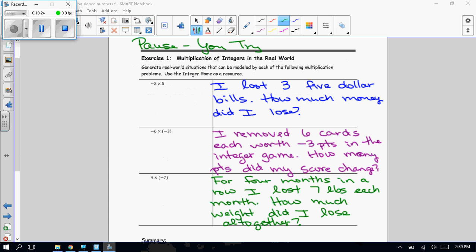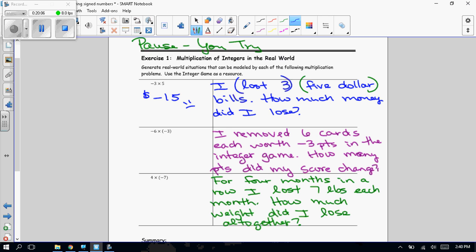All right, so here are my 3 examples. Yours might look different. On the first one, since I have a -3, I said I lost 3, and then my 5, I said $5 bills. I lost 3, -3, and then here is my $5 bills. And so then the question is, how much did I lose? So -3 times 5, I can even just go back and look at that on page 68. I lost negative $15. I have negative $15. No bueno, no good.